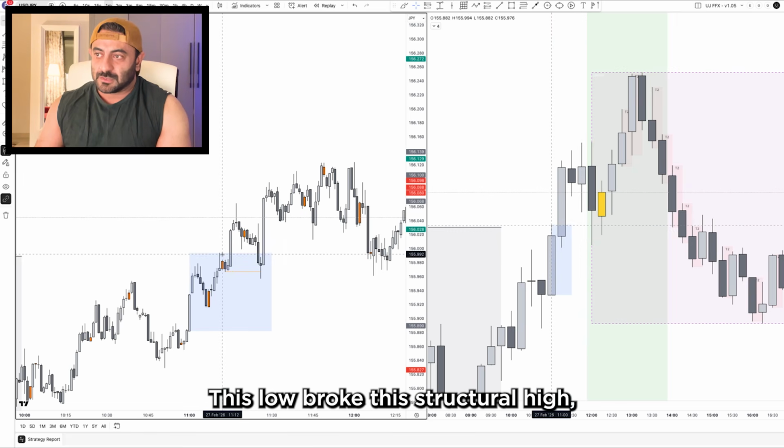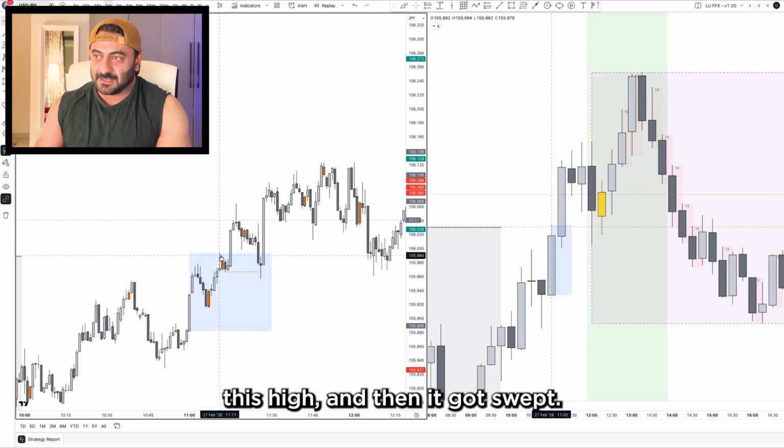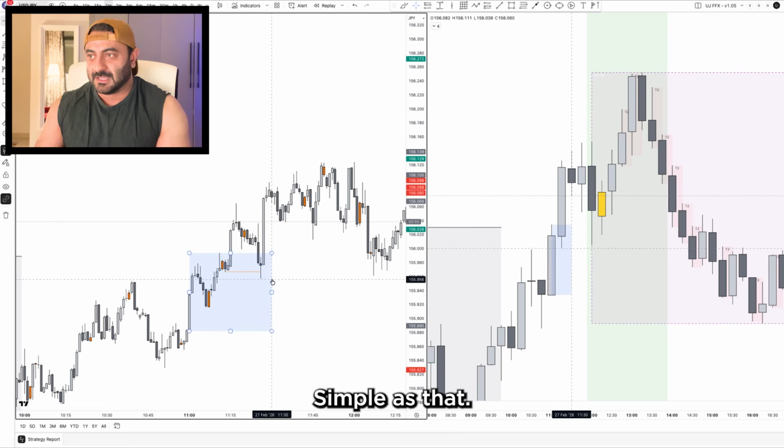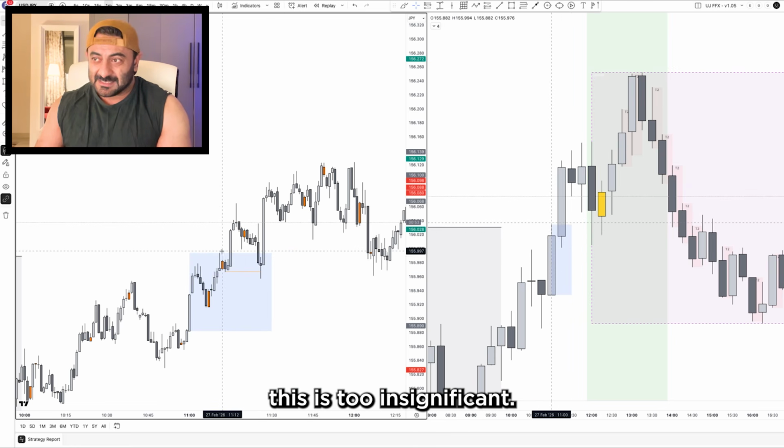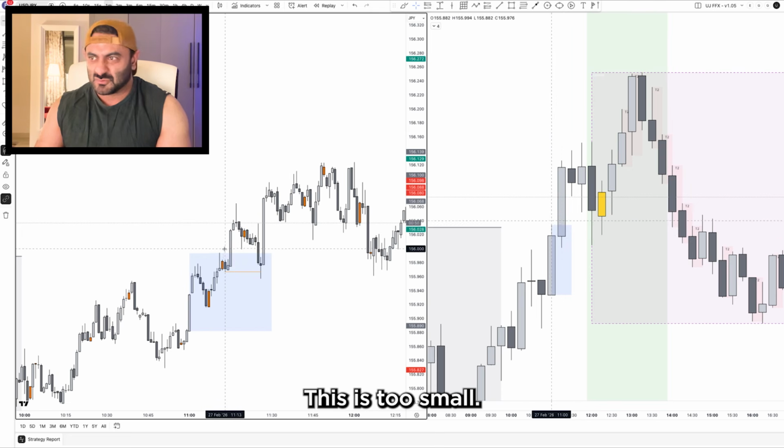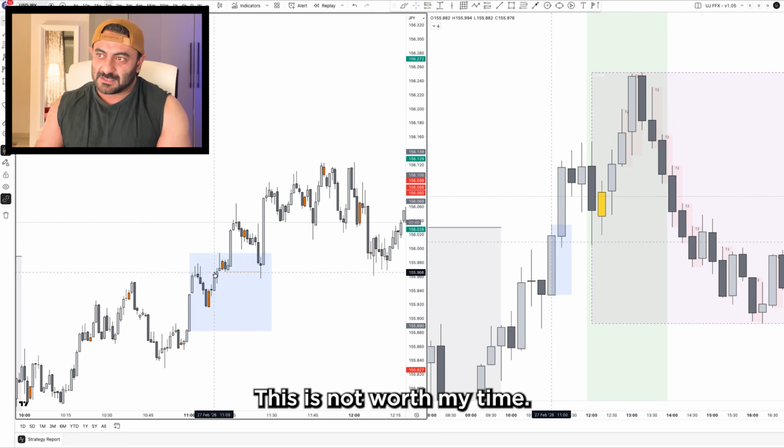This low broke this structural high, this high, and then it got swept. Simple as that. Now you may question, this is too insignificant. This is too small. This is not worth my time.